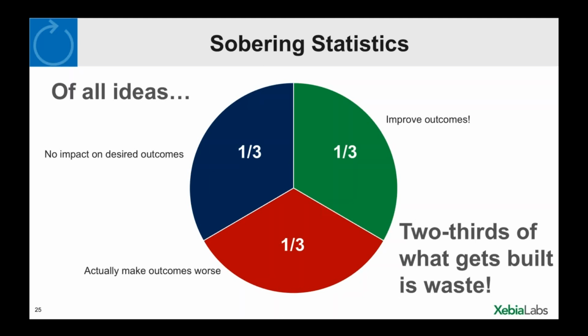They found that of all of the ideas being acted upon in organizations, a third had no impact on desired outcomes at all. So we started off thinking, I have this idea, it's going to have a desired outcome. A third of them just completely missed the mark. A third, and this is probably the worst one, actually made outcomes worse. Not only did it not help, it actually regressed in terms of the value.